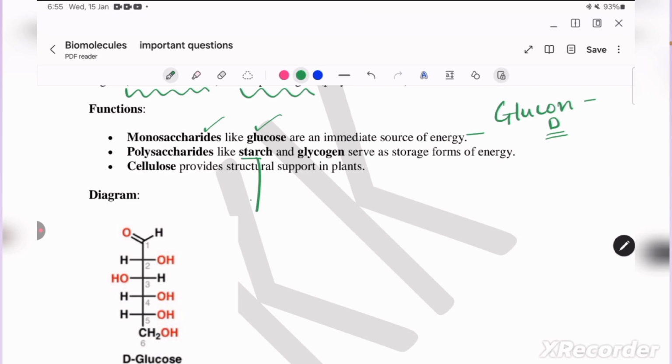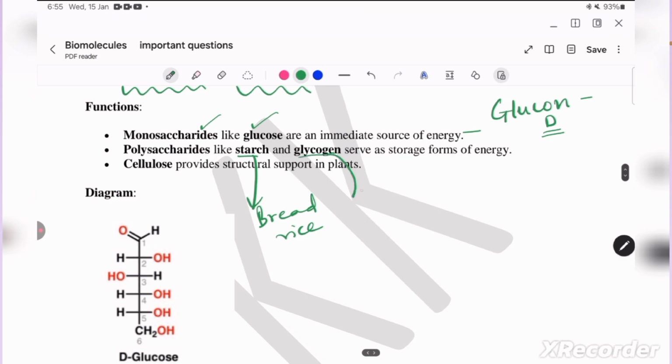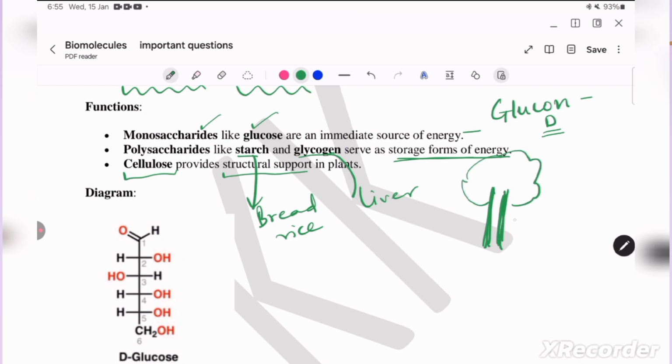Polysaccharides like starch are found, for example, in potato, bread, rice, etc. And glycogen is present in the liver and the muscles. It's a storage, a reservoir of energy. Cellulose is a very important structural material for plants. It is used for making the stem of the tree, or the trunk of the tree. So we look at this. This will basically be cellulose, this part.